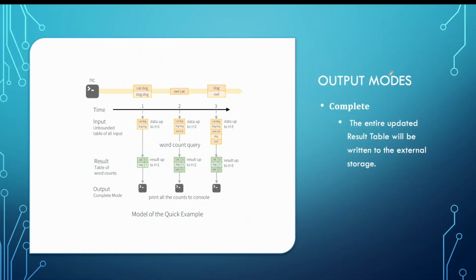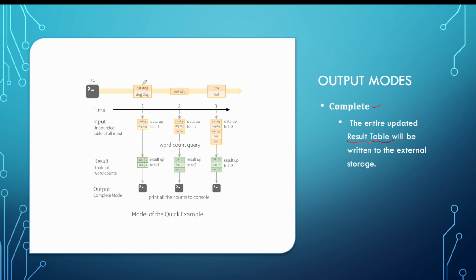Now let us understand the output modes in Apache Spark Structured Streaming. The first one is complete. Complete means the entire updated result table will be written to the external storage. The result table is the intermediate, in-memory table which is constantly getting updated. Let's take an example here. These are three different times: T1, T2, and T3.